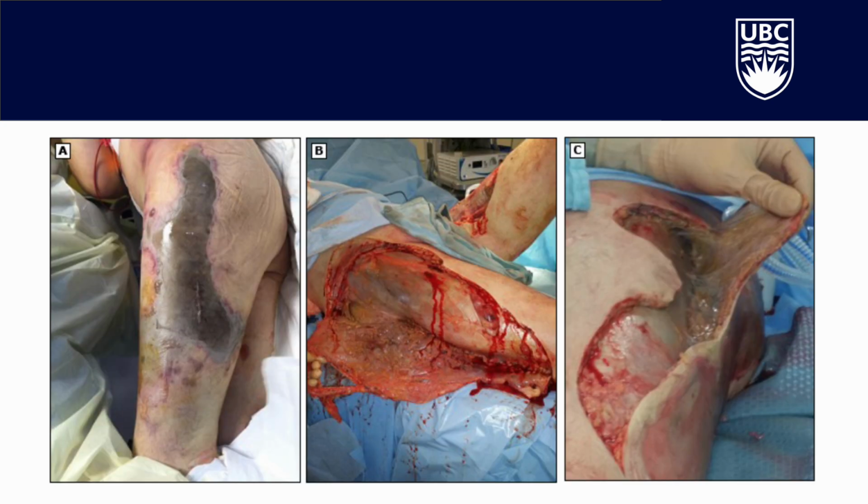In these pictures below of necrotizing fasciitis of a patient's thigh, you can appreciate the characteristic tissue necrosis, lack of tissue adherence to fascial planes, and dishwater purulence from the wounds.